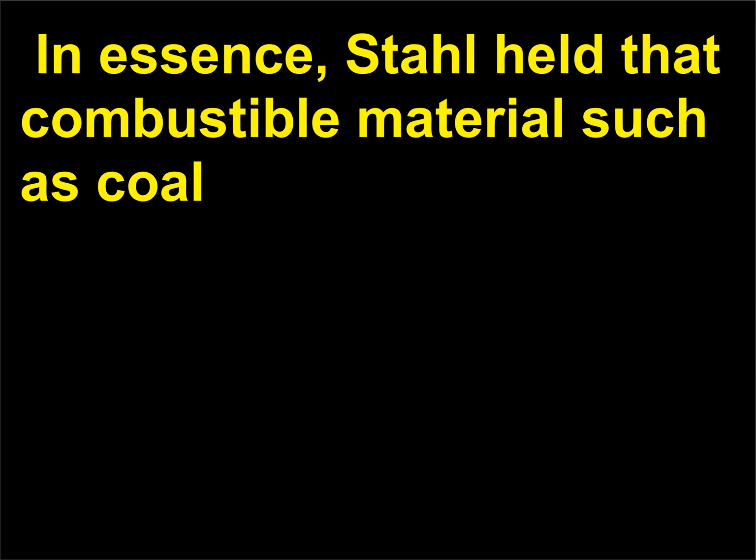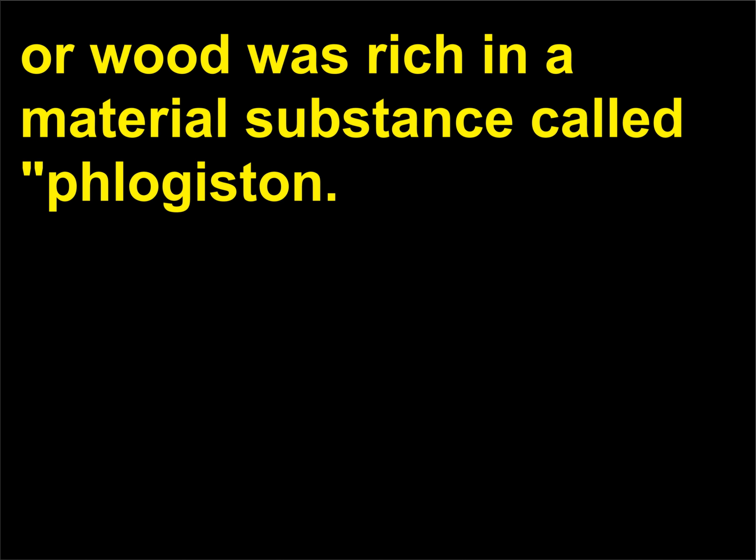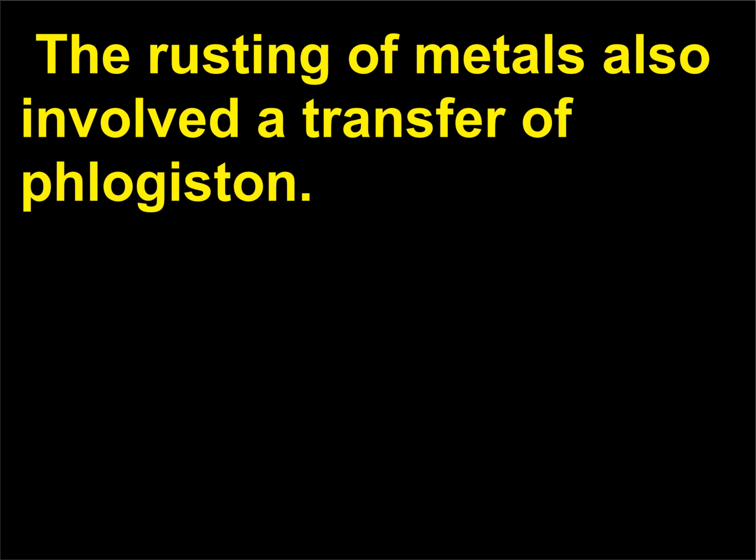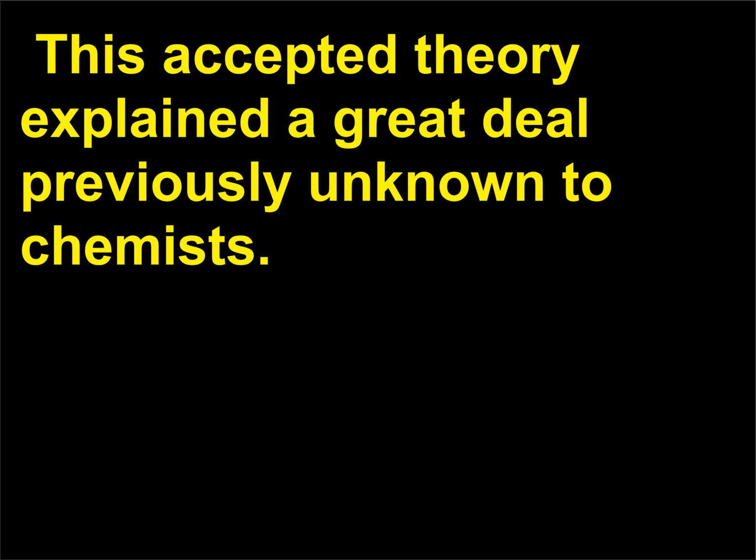In essence, Stahl held that combustible materials such as coal or wood were rich in a material substance called phlogiston. What remained after combustion was without phlogiston and could no longer burn. The rusting of metals also involved a transfer of phlogiston. This accepted theory explained a great deal previously unknown to chemists.